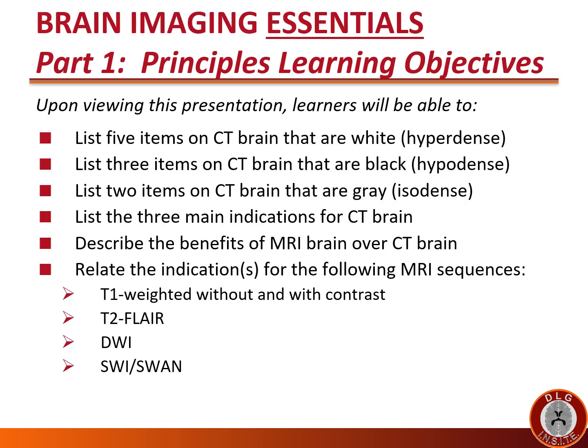The learning objectives for Brain Imaging Essentials Principles are these. Upon viewing this presentation, learners will be able to list 5 items on CT brain that are white or hyperdense, list 3 items on CT brain that are black or hypodense, list 2 items on CT brain that are gray or isodense, list the 3 main indications for CT brain, describe the benefits of MRI brain over CT brain, relate the indications for the following MRI sequences: T1 weighted without and with contrast, T2 FLAIR, DWI, and SWI/SWAN.